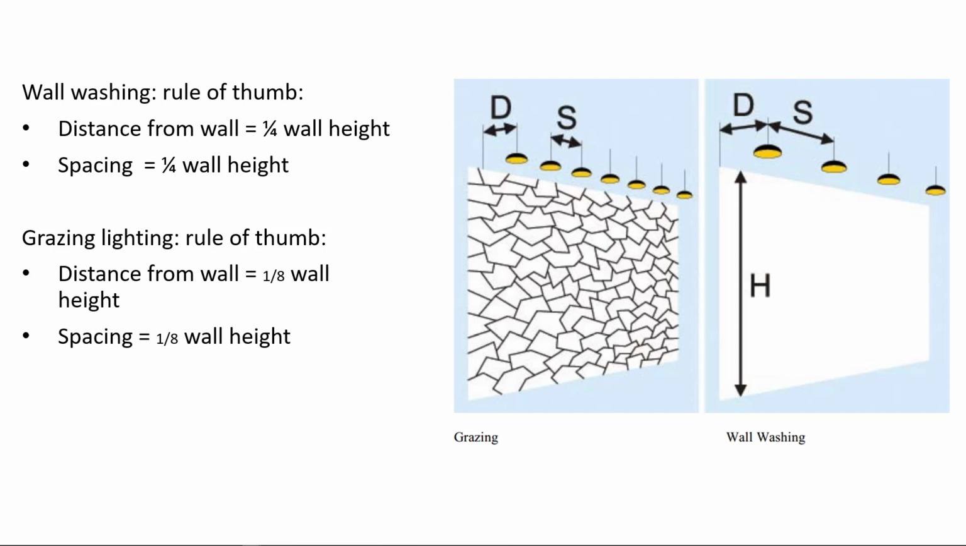Grazing lighting is very similar. Grazing lighting is when you want to bring out the texture of the wall. That's 1/8 of the wall height. And again, if you have a 12-foot ceiling, that means you're going to be having a D value, the distance from the wall, of 12/8, or 1.5 feet. And then the spacing ratio, again, will be the same.